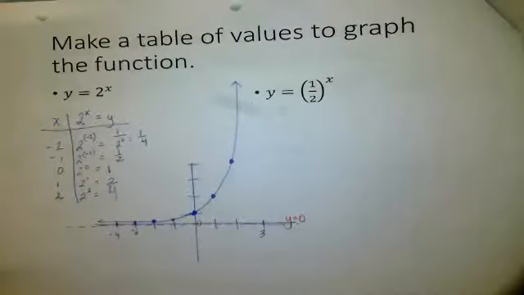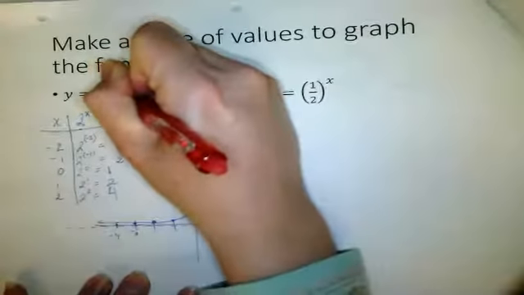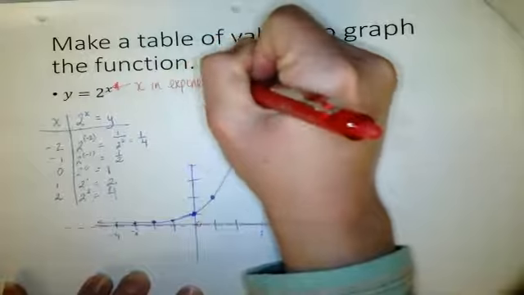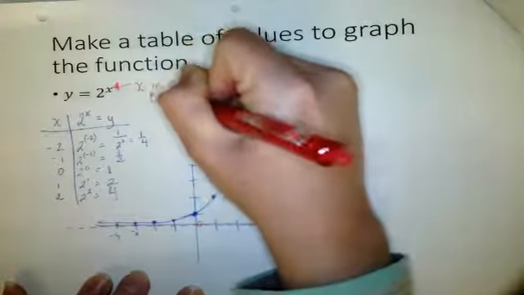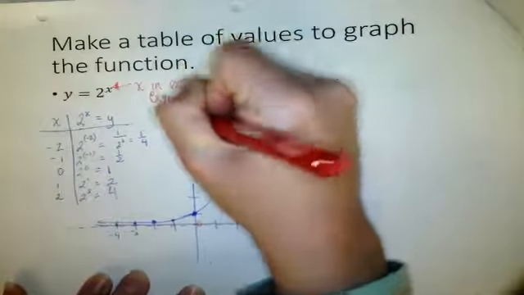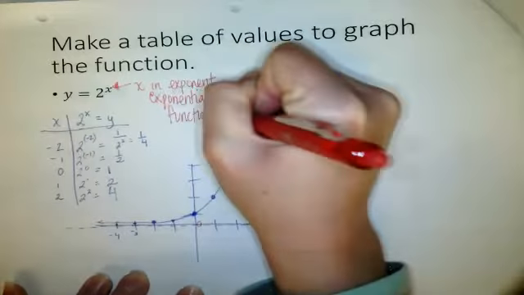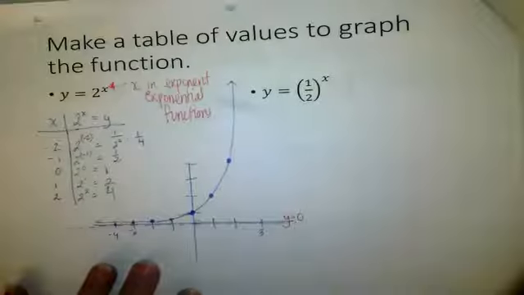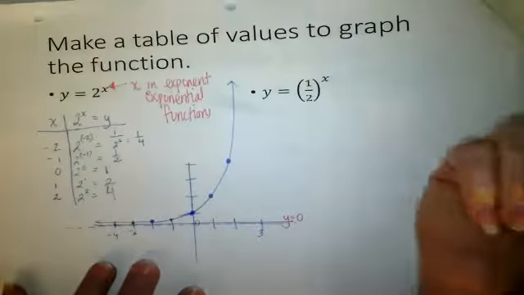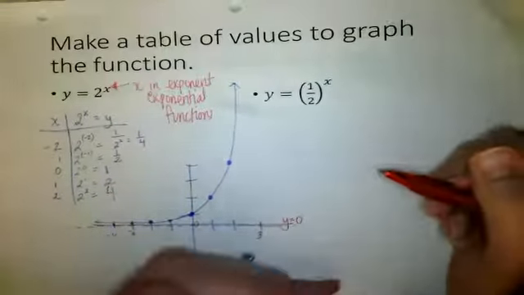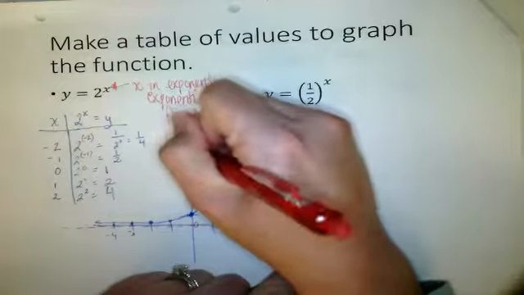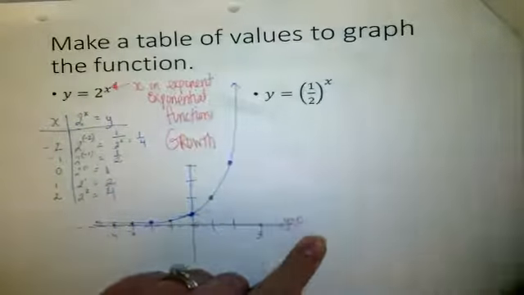This is what we call an exponential graph. We also call it exponential because the x is in the exponent. That makes it exponential, so we call these exponential functions. This is called exponential growth. Why do you think it's called exponential growth? It's growing. As we move to the right, our graph is getting larger and larger. This is exponential growth. I lovingly call this the Superman graph.